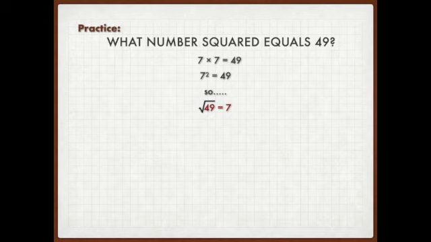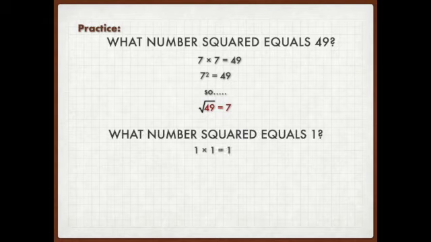It would be 7. What number squared equals 1? Now we know 1 times 1 equals 1. So the square root of 1 is 1.